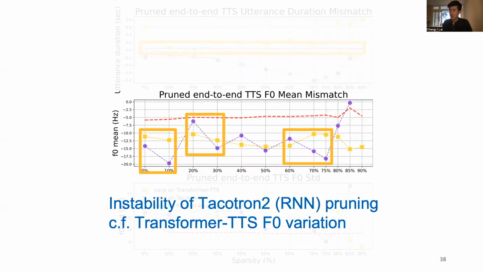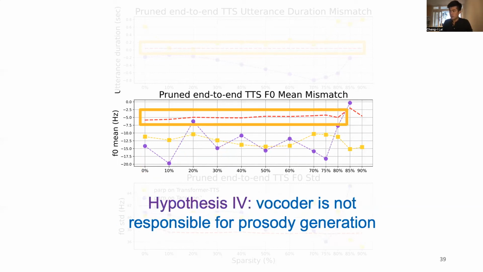The second plot is plotting F0 mean over sparsity values. We see that the fundamental frequency mean jumps around for Tacotron 2, while it's relatively stable for Transformer TTS. We attribute this to the instability of Tacotron 2 pruning. For pruning Parallel WaveGAN, there is no change in F0 mean at all. So based on these observations, the fourth hypothesis is that the vocoder is not responsible for prosody generation.